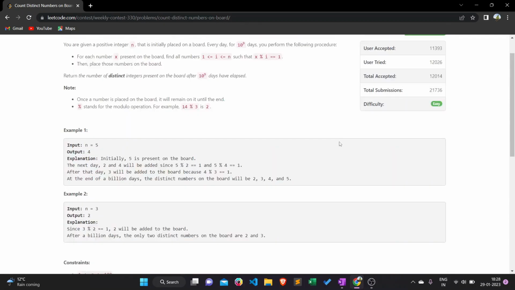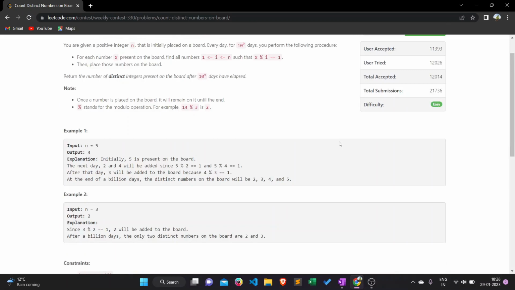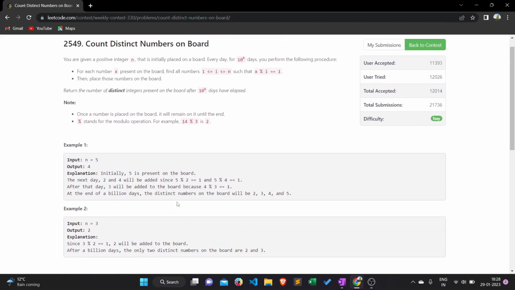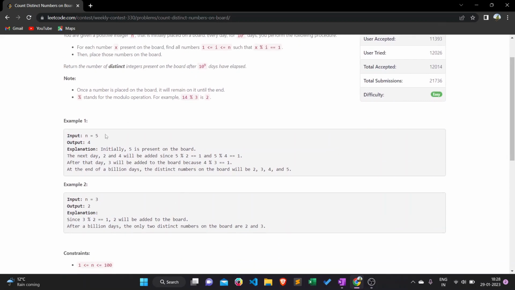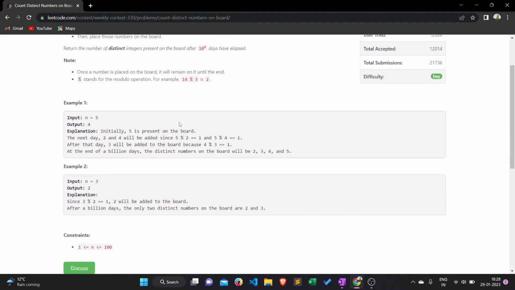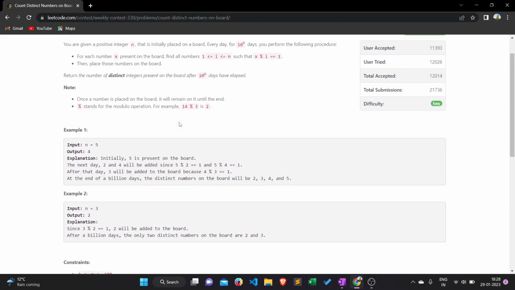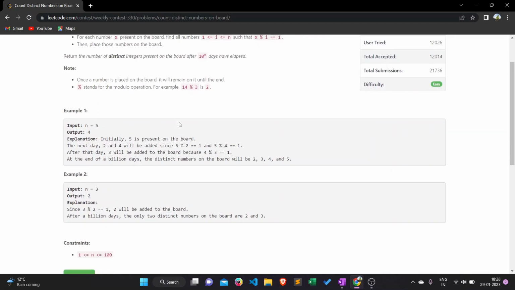Basically all the numbers except 1 can be added. Like for 5 you can add 2, 3, 4 and 5, and for 3 you can add 2 and 3. But 1 will never be added, because any number divided by 1 gives remainder 0. So only 1 will not be present, and all the other numbers can be added to the board. So you have to return n minus 1, except when n is equal to 1, because then there is only one number present, that is 1 itself.